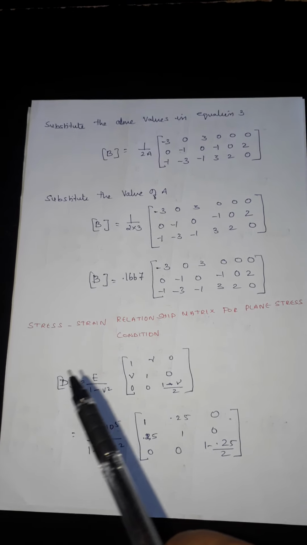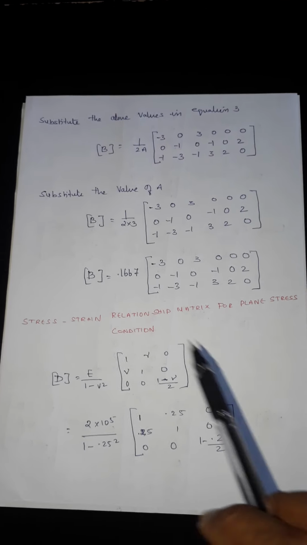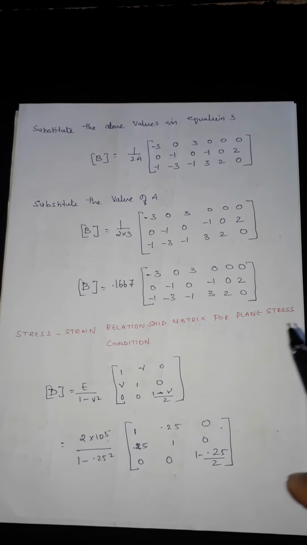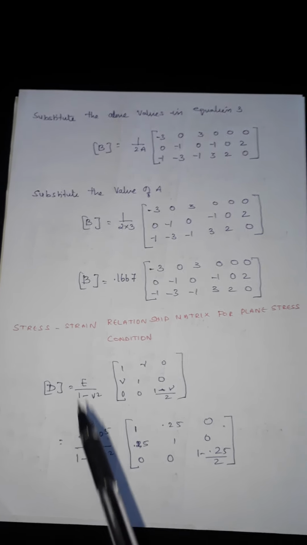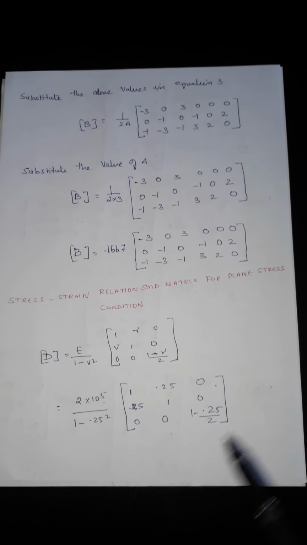So the stress-strain relationship D holds here with this formula for the plane stress condition. So this is the formula, where mu is the Poisson ratio. Everything is given, so you substitute these values and you get the D matrix value.